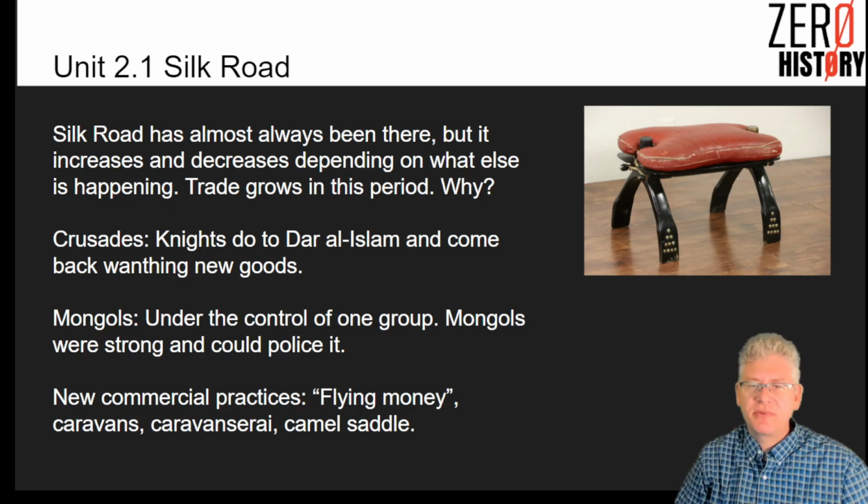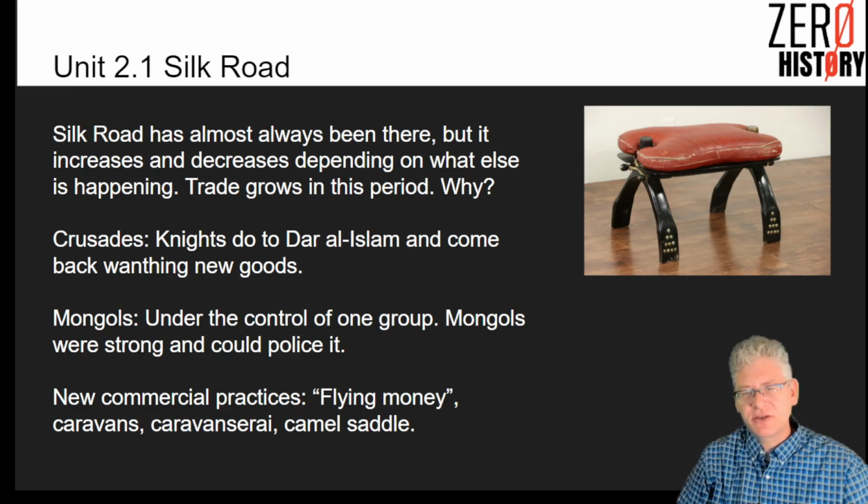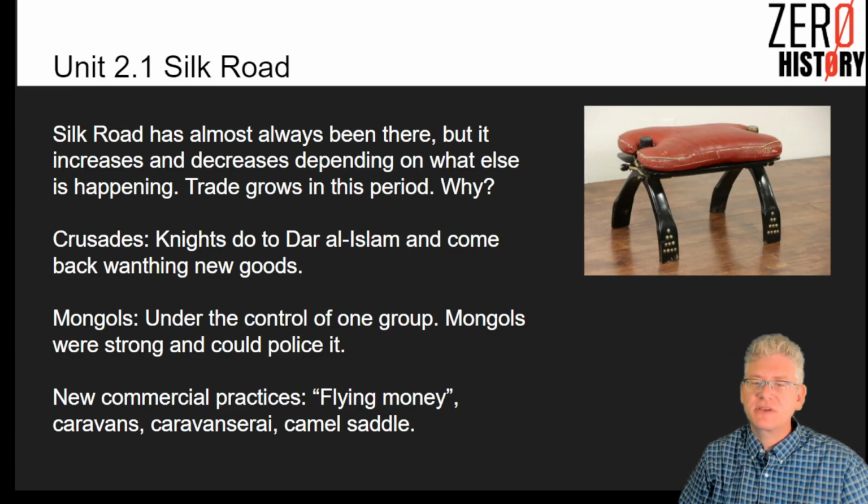This is a time period before they had a few technologies that also made the Silk Road a little easier. So while there probably was trade on the Silk Road in the earlier periods, it's during the Mongol times that we're going to see the Silk Road becoming so incredibly important. Trade grows in this period, and that's going to help increase the Silk Road. But one of our questions here is why? Why does trade increase in this period?